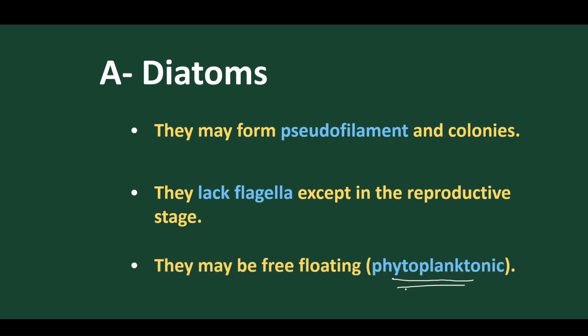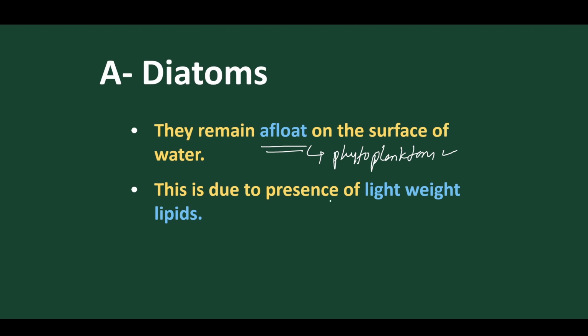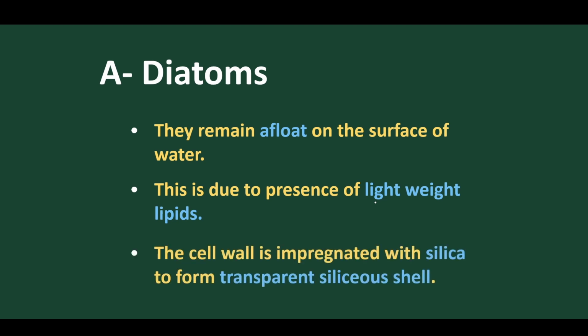We have discussed that they are phytoplanktons, mostly found floating on the surface of water. Why do they float on water? Because the cell wall and the cell membrane have lipids. Due to the presence of lightweight lipids on their boundary, on the cell membrane, they are able to float.